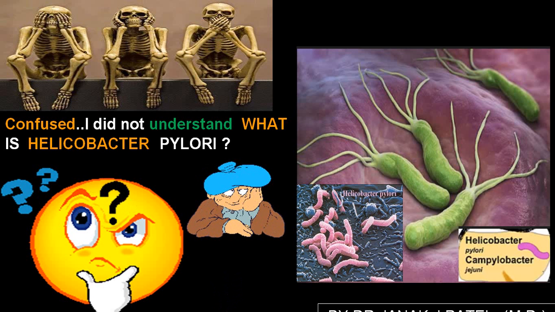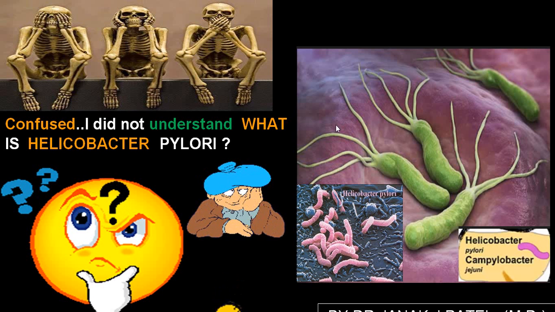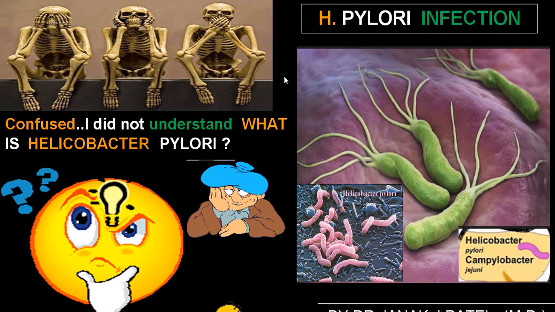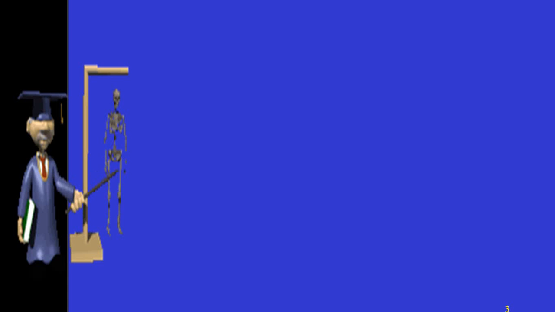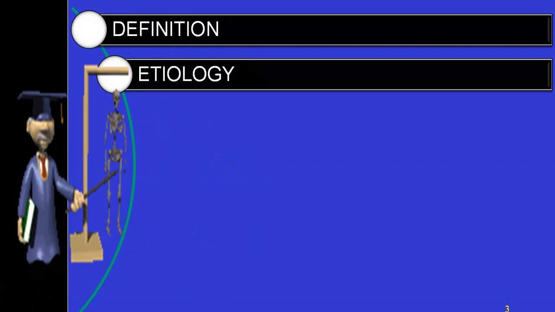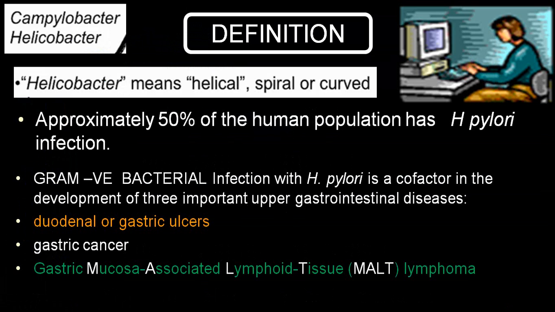We almost use the word eradication of H. pylori. So in that continuity we are going to discuss H. pylori infection. The term Campylobacter pylori is gone. Now we commonly use the word H. pylori or Helicobacter pylori. Helicobacter means spiral or curved, helical means curved or spiral. To a surprise, approximately 50% of the human population is already infected with H. pylori.